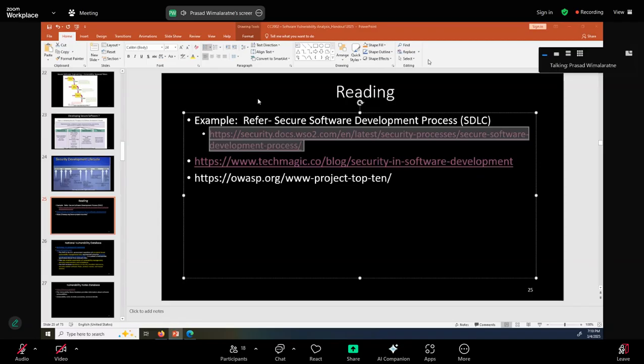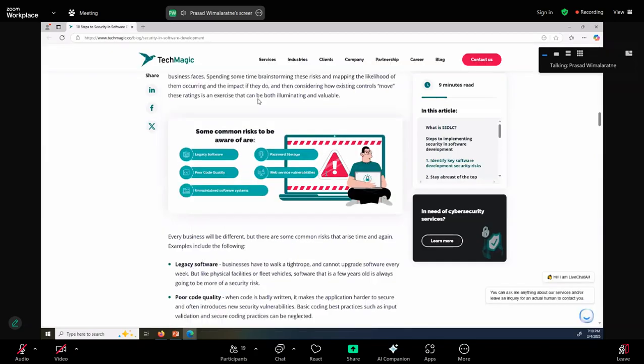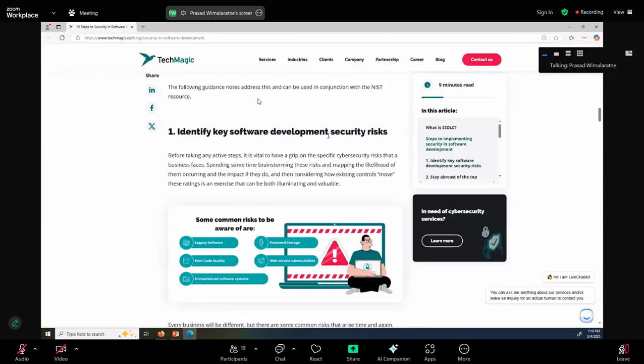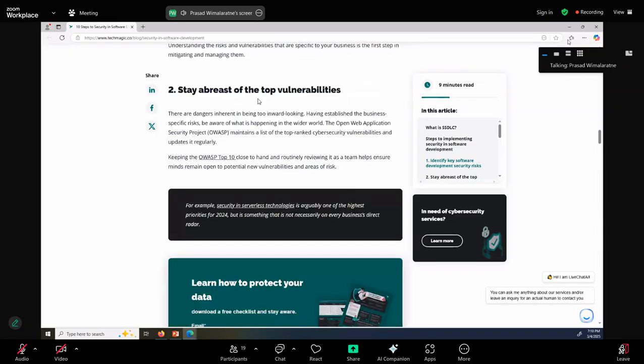There are some sections I found useful for a beginner. Just to have a look at them. So when you look at key development security risk, it can be legacy software, poor quality code, systems that are not maintained, and how you store your passwords, and web service vulnerabilities. And you have web services, if you're not careful, you can be exposed, right? So there are some useful reading there.